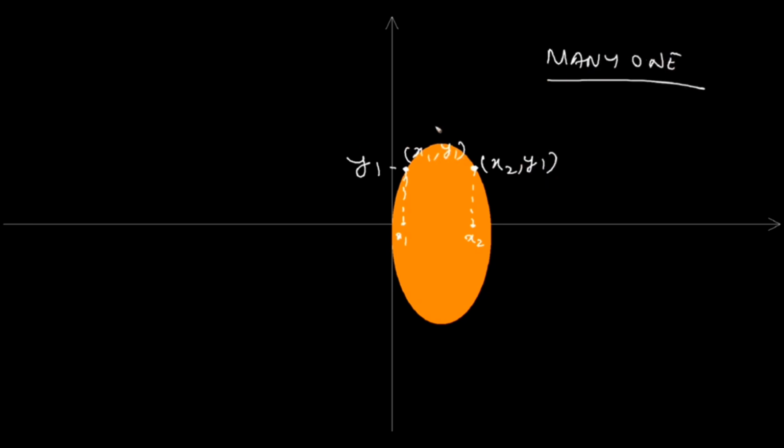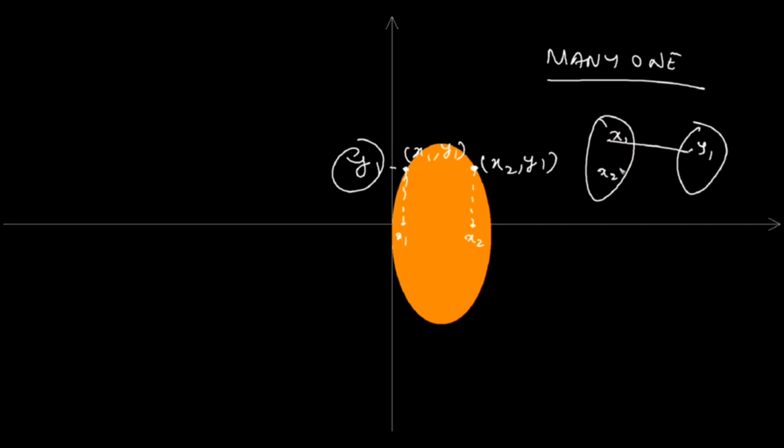Okay, let's take just one example. Is this many one or 1 1? If you take this y, then it cuts the curve at this point and this point. If this is x1 and this is x2, and this is y1, then this point is x2 y1 and this point is x1 y1. So this is many one. How? Because y1 has two pre-images. Here you have x1, y1 and x2. x1 is mapped to y1 and x2 is mapped to y1. So this is many one.